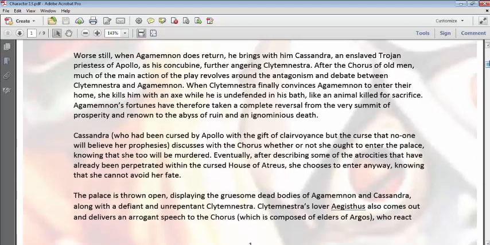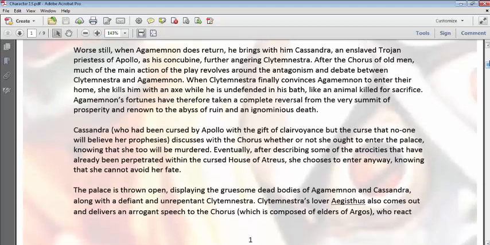Another thing that Agamemnon does when he comes home is that he brings with him a girl called Cassandra, who's an enslaved Trojan priestess of Apollo as his concubine. Concubine is a nice term to say mistress or lover, and this angers his wife even more.